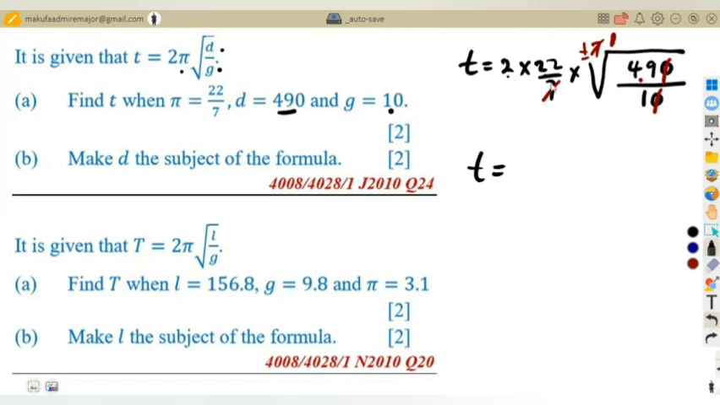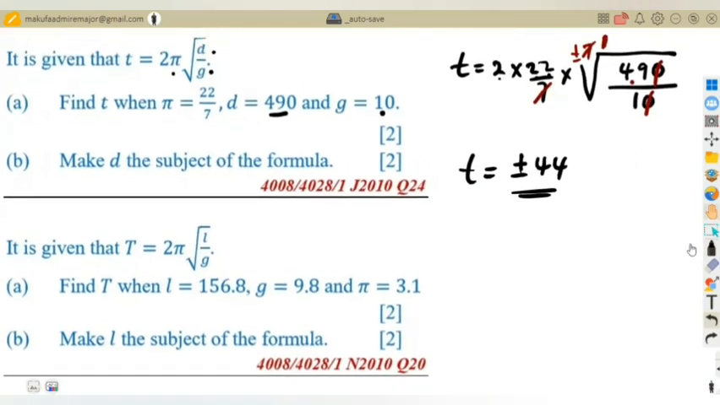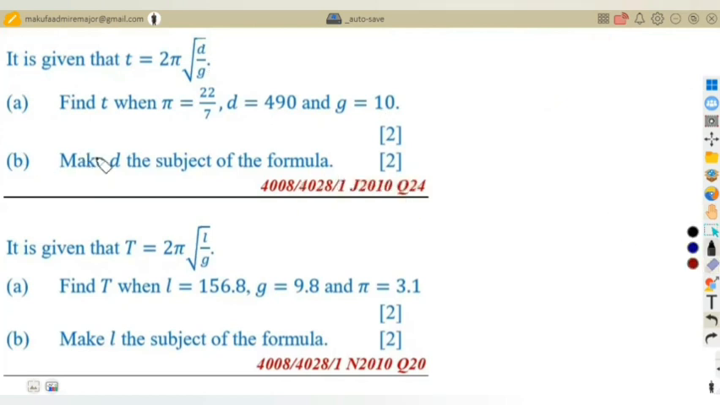2 times 22, that's 44, but our answer being a plus or minus. But for simplification, if they are not saying find the possible values of t, you can write one value which is positive in that case. But if they specify find the values of t, then you have to put the plus or minus. So in this case, we could have even left our answer at this stage, it is one and the same thing.